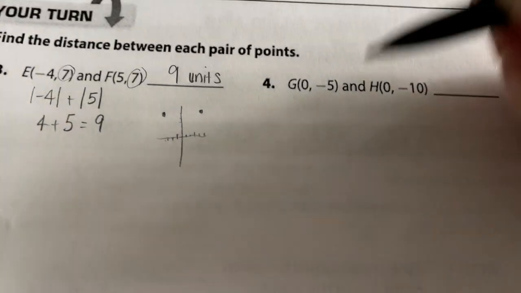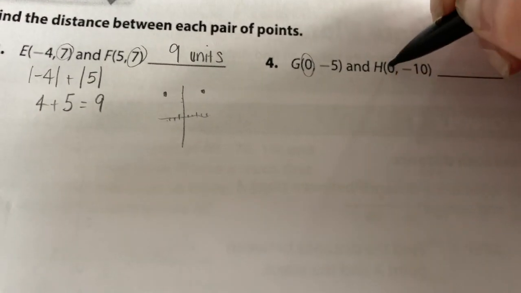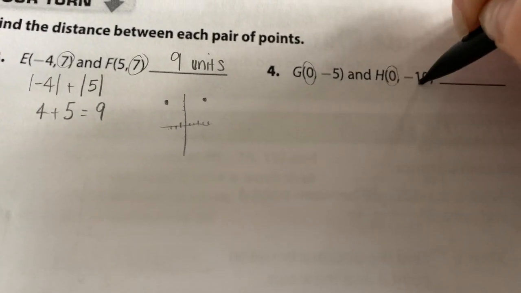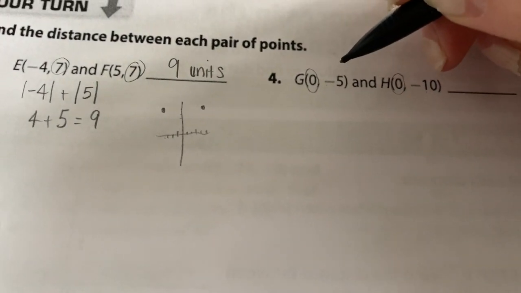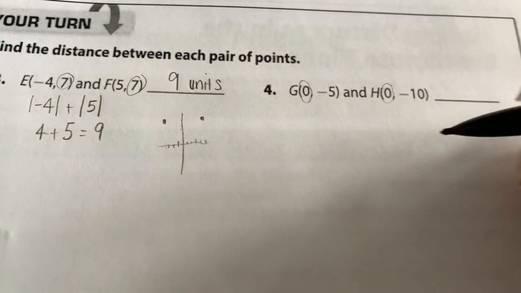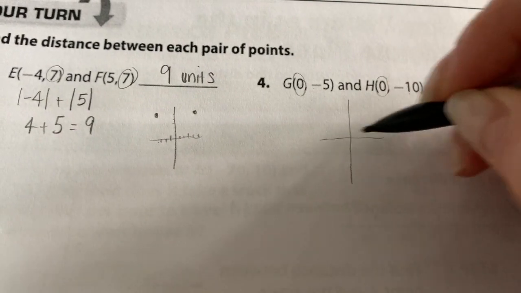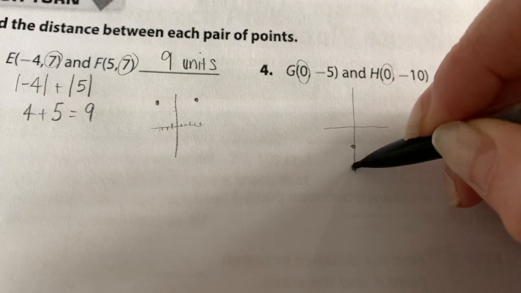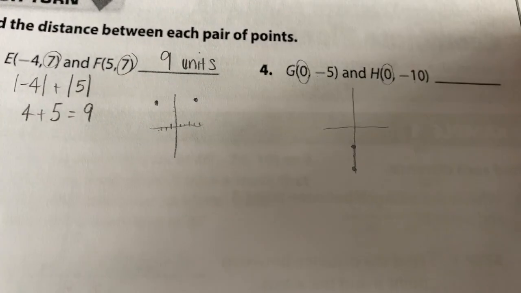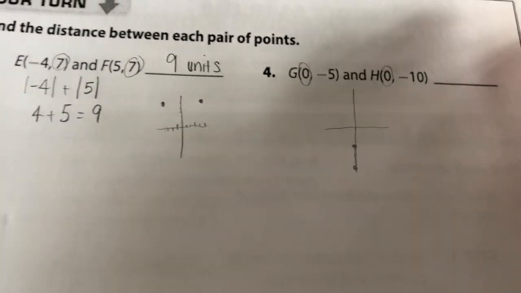Okay, for number 4, you see the x value is the same and the y value is different. So now take a look, they're both negative. So they're going to be on the same side of the axis. So let's just show that quickly. (0, -5), approximately (0, -10), you can see. Okay, so what you're going to do is subtract here instead of add.